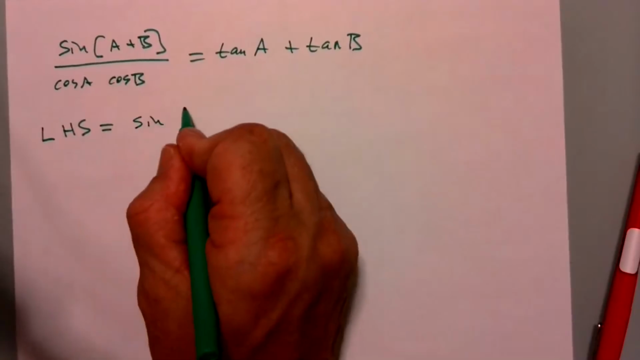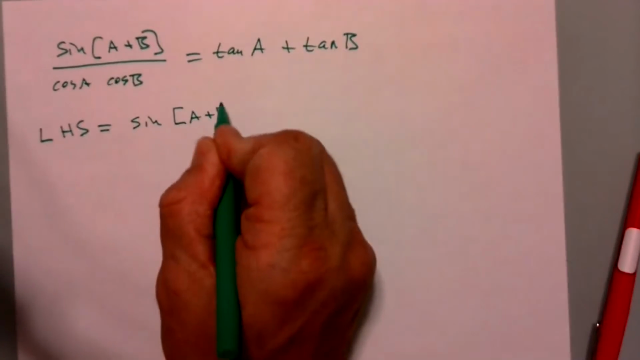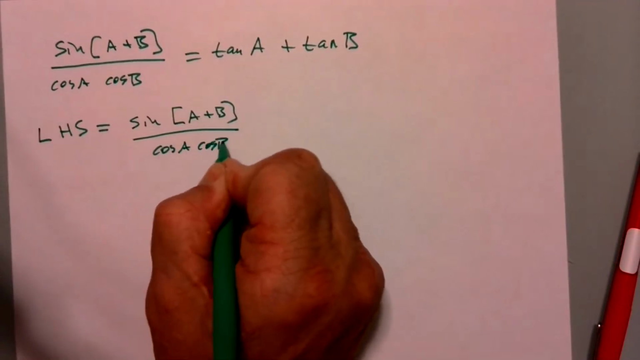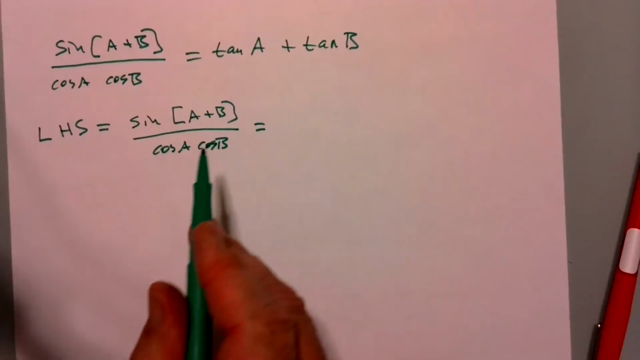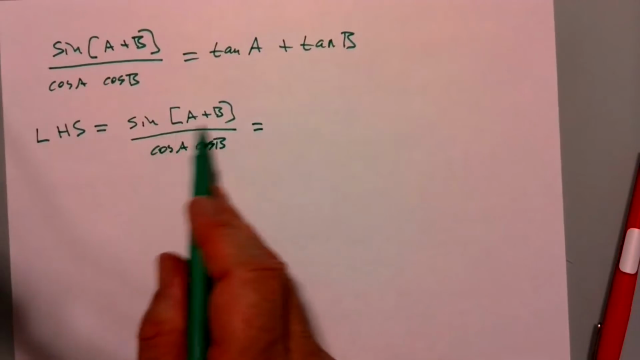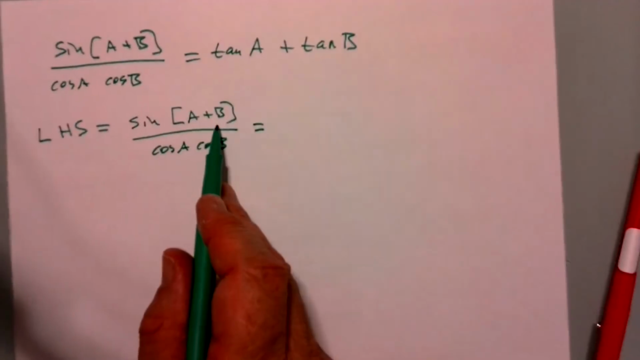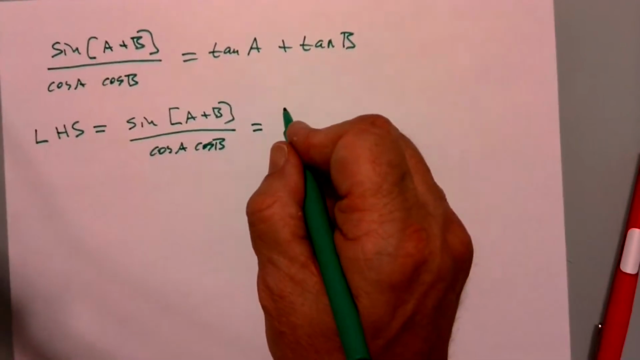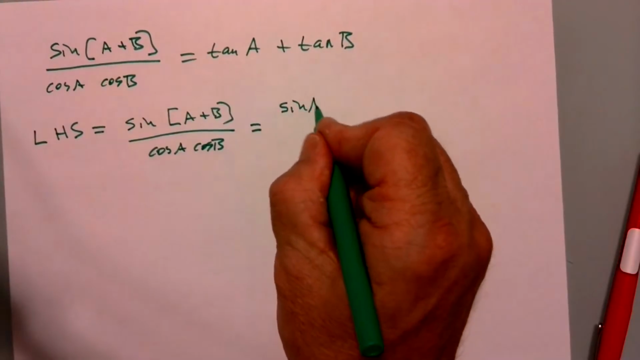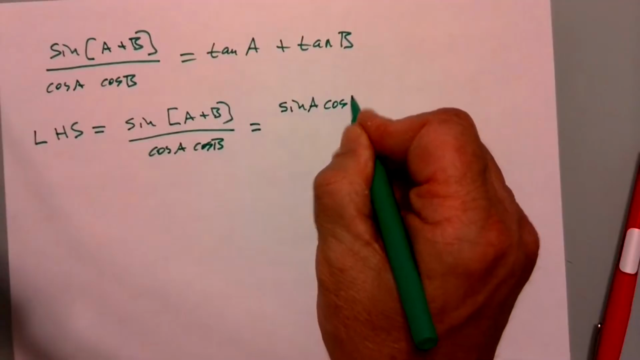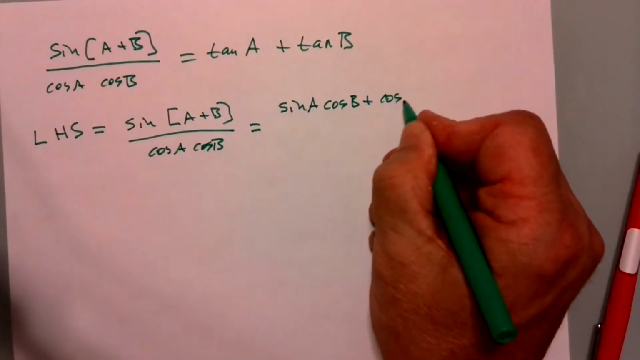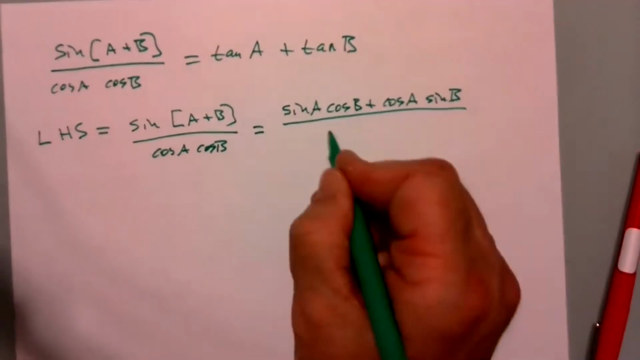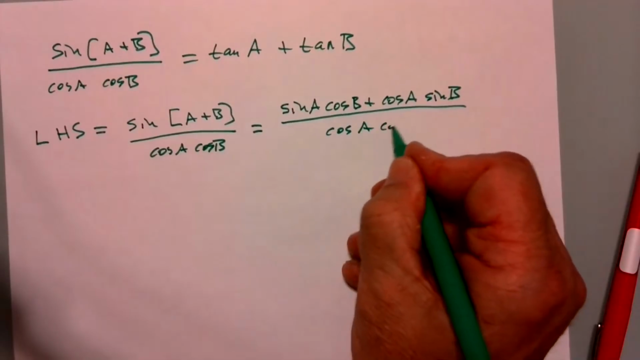So the left-hand side is sine of A plus B over cos A cos B. And then we have to think about which identity makes sense. It's telling me I have to use sine of A plus B. So it would be sine A cos B plus cos A sine B. And again, you don't have to memorize that. We will give you that identity on the exam. Sine A cos B plus cos A sine B all over cos A cos B.